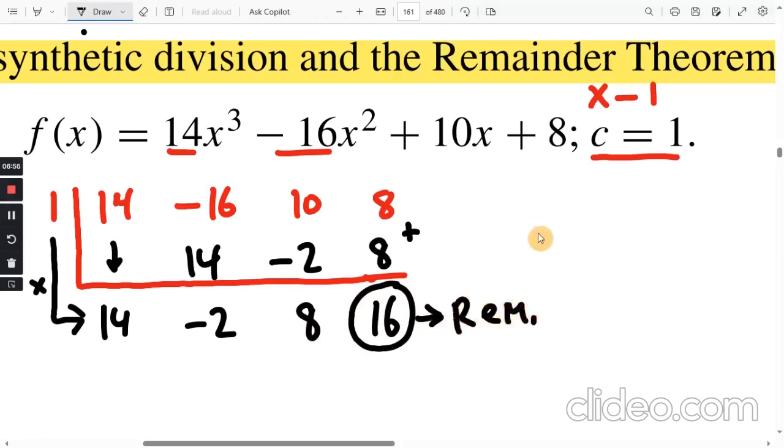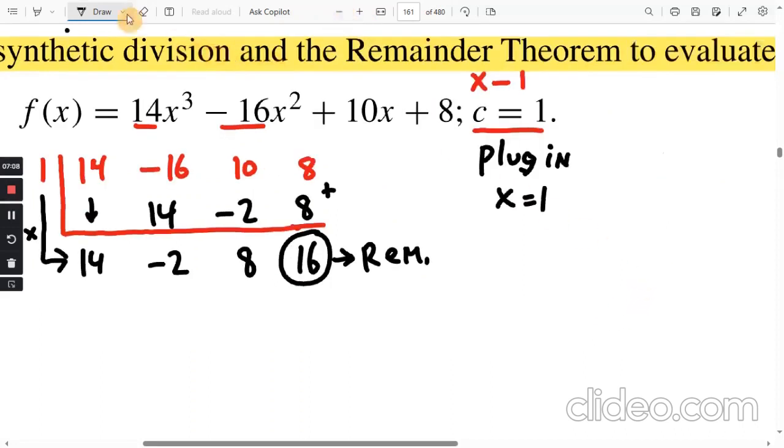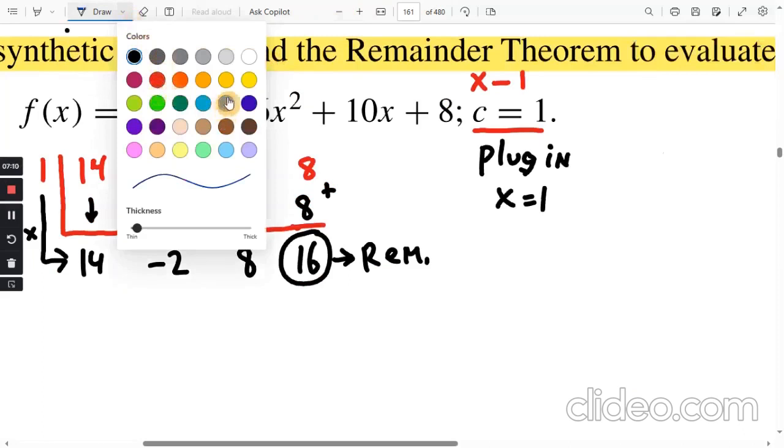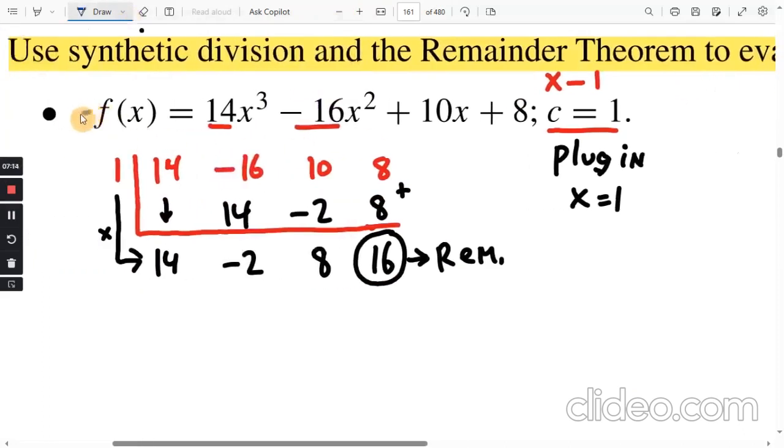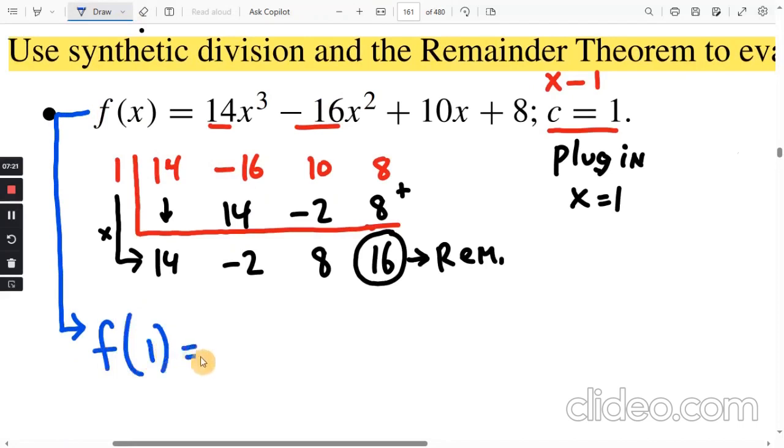Okay, now let's use the remainder theorem. You want to plug in x equals 1. So let's do that. We have to take the function and plug in x equals 1. In other words, we're just evaluating the function at x equals 1, which is f of 1.